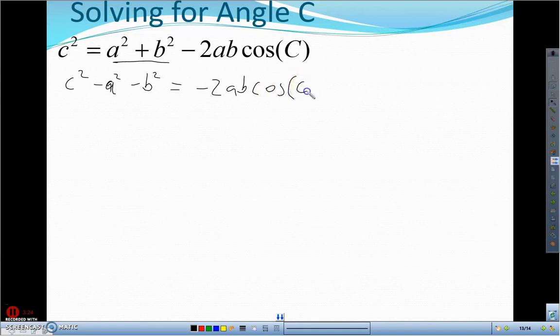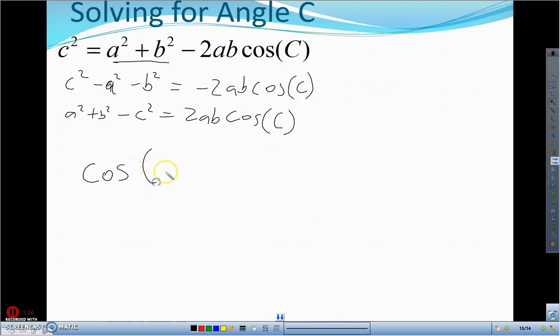I'm going to get rid of the negatives by multiplying both sides by negative, and that will switch these to becoming positive, and switch the c squared to becoming negative. A squared plus b squared, they're now positive. The c squared can turn into negative. C squared is equal to 2ab cosine of uppercase C. We now divide both sides by 2ab.